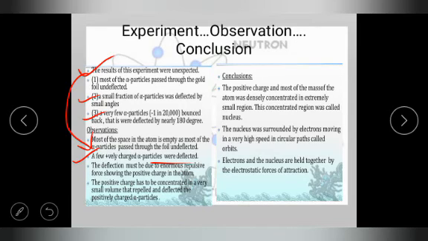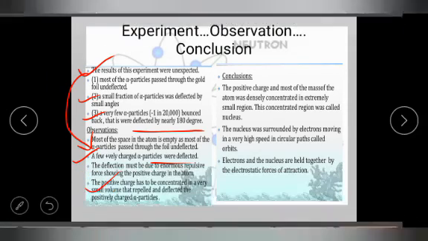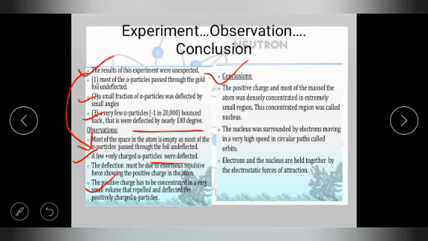Third, with very few particles, about 1 out of 20,000, there was a rebound or bounce back, deflecting nearly 180 degrees. Whichever direction and angle the light was striking, it would reflect back at the same angle. So the positive charge has to be concentrated in a very small volume, which repelled and deflected the positively charged alpha particle. From this experimental observation we conclude that the positively charged and most of the mass of the atom was densely concentrated in an extremely small region.